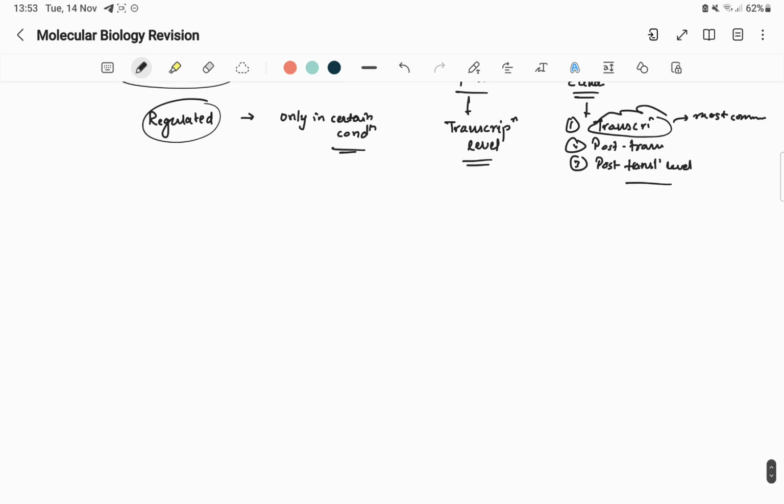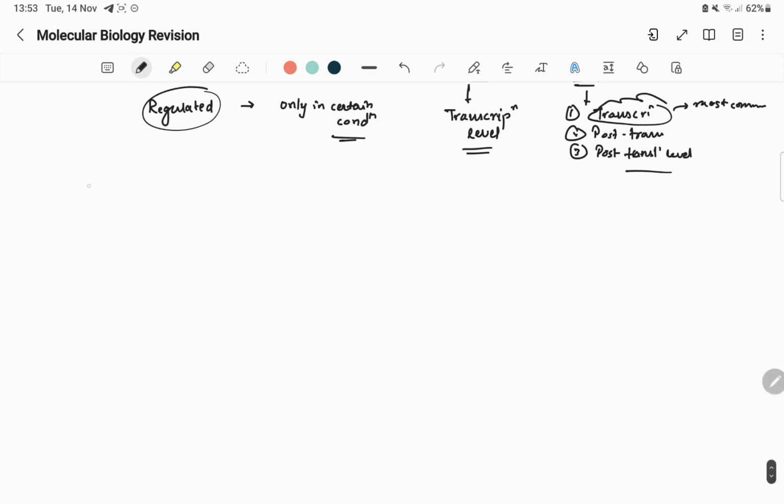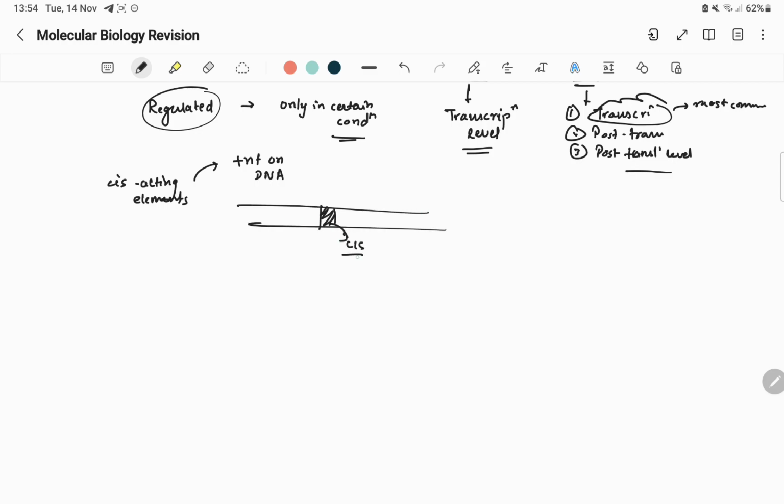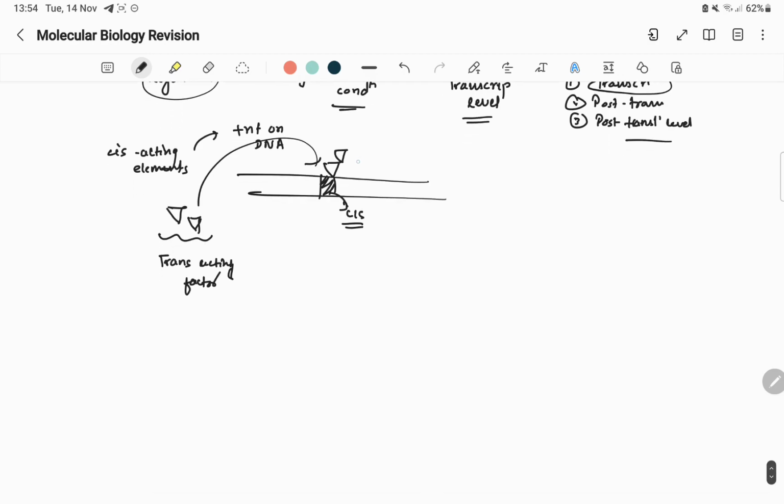We have some cis elements and trans acting factors. Cis acting elements are present on DNA, and these are regulatory DNA sequences. To this, some regulatory factors bind. These regulating factors, the trans acting factors, bind to the cis acting elements. These are also regulatory in nature.